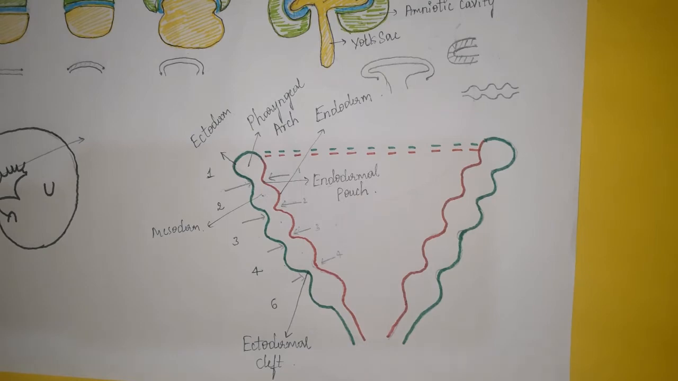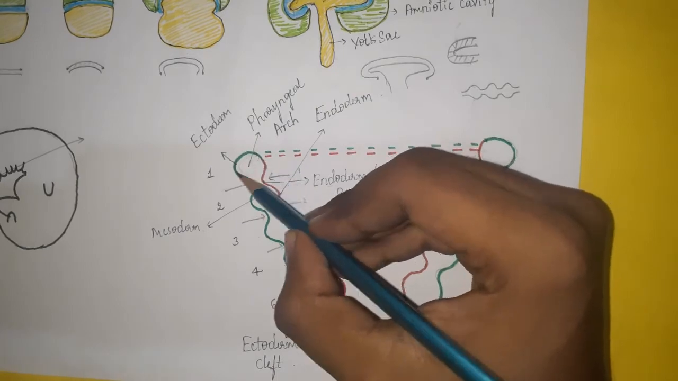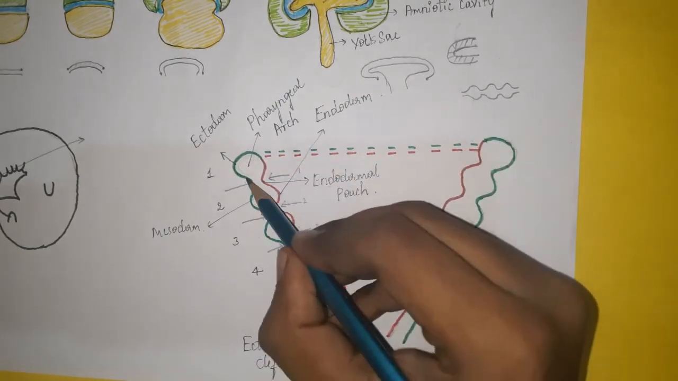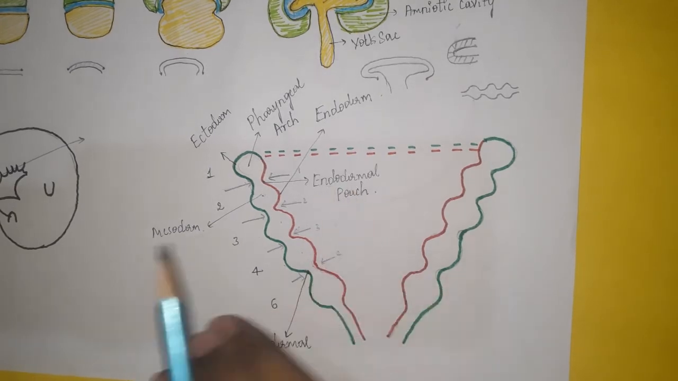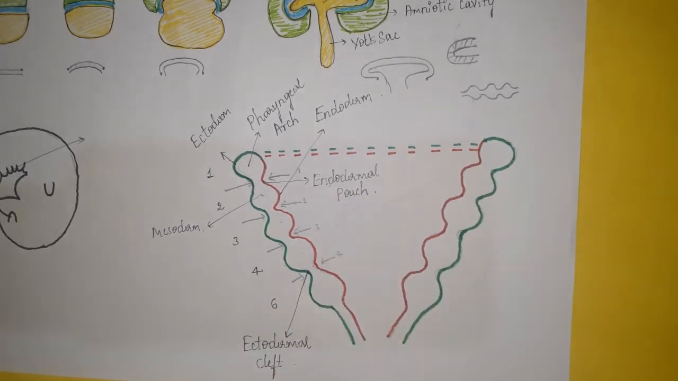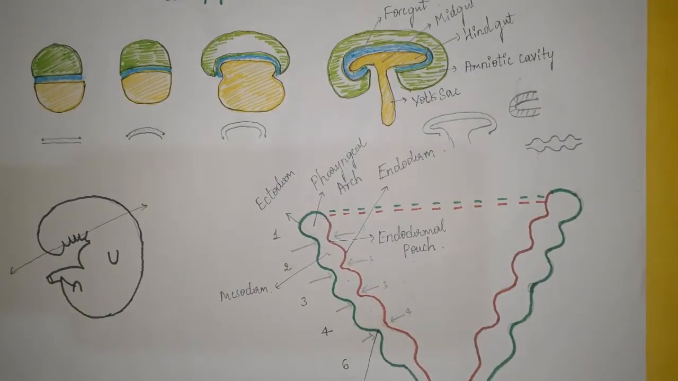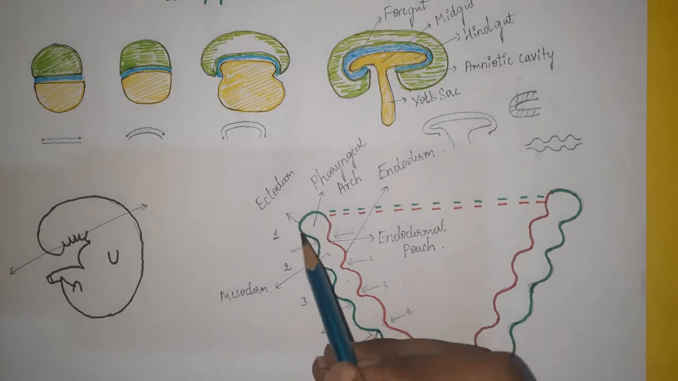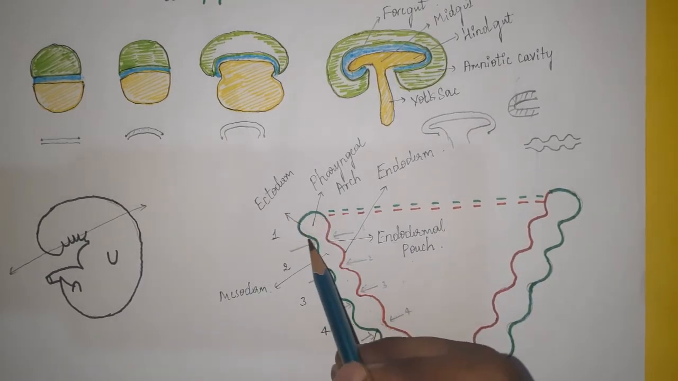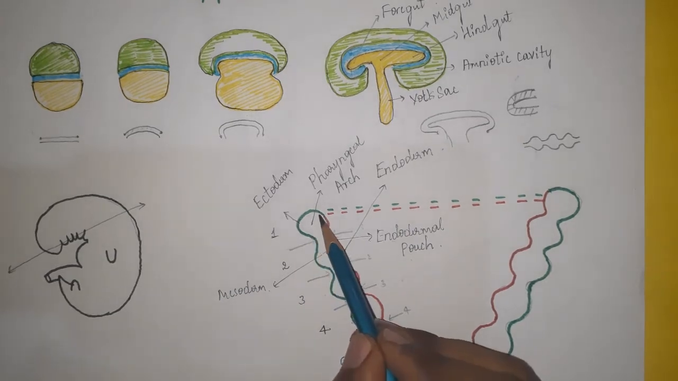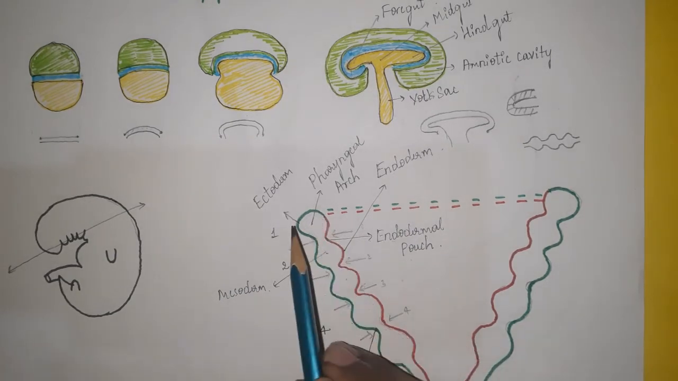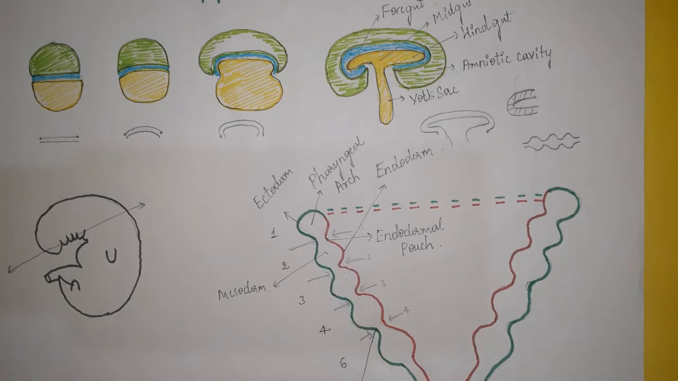You should remember these 3 names: pharyngeal arch, endodermal pouch, ectodermal cleft. Remember, endodermal pouch, not cleft. DP. Up till now, I have discussed the definition of the pharyngeal arches and how they are formed. I will take this one pharyngeal arch and discuss its elements. Inside the pharyngeal arch mesoderm, there are some elements. I will discuss those.